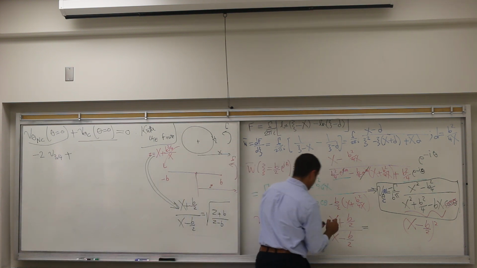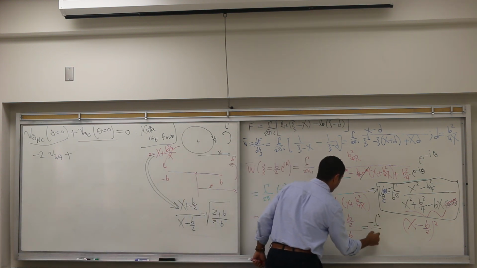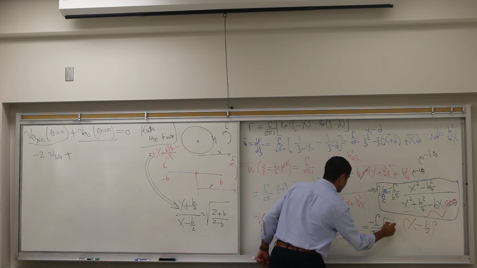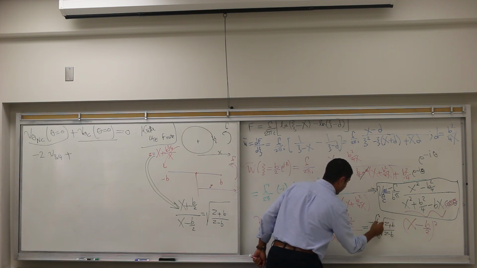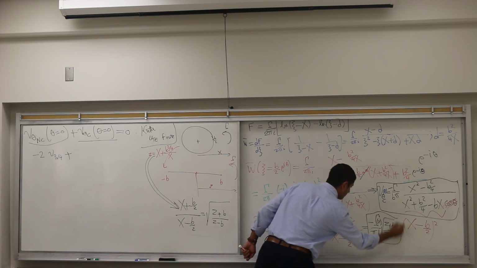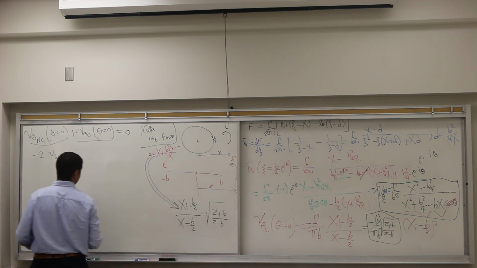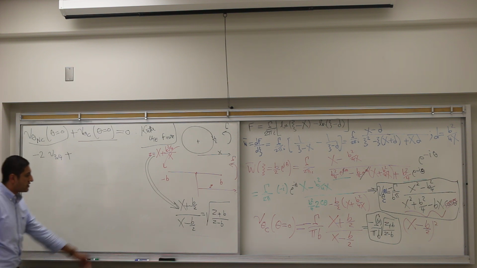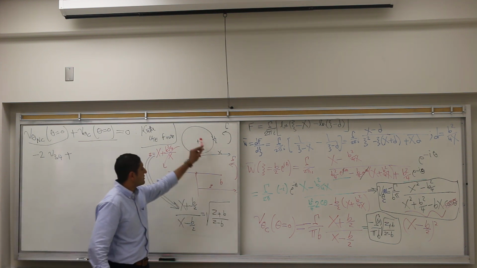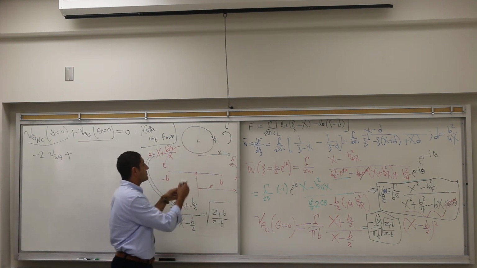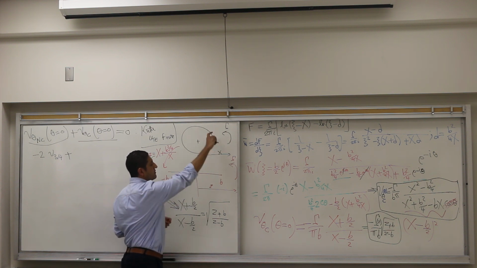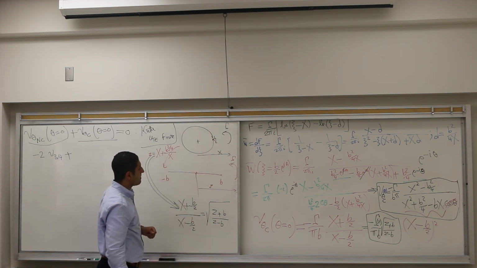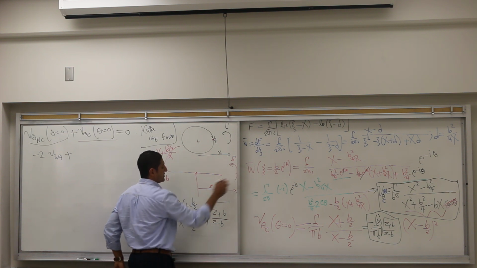So this here is negative gamma over pi b square root of z plus b over z minus b. And this is gamma at z location. Okay? Any question about that? Any question? So this is the tangential velocity of the cylinder at this particular point due to a pair of vortices. This vortex at a z location.